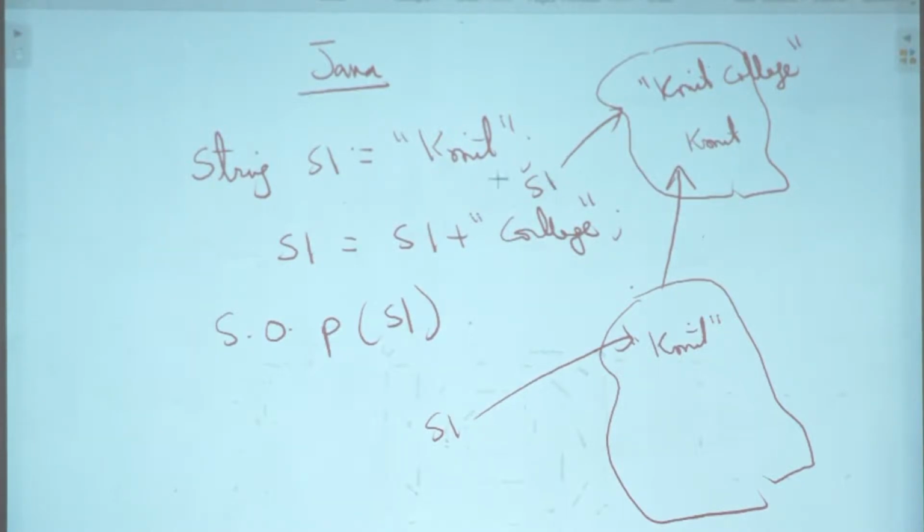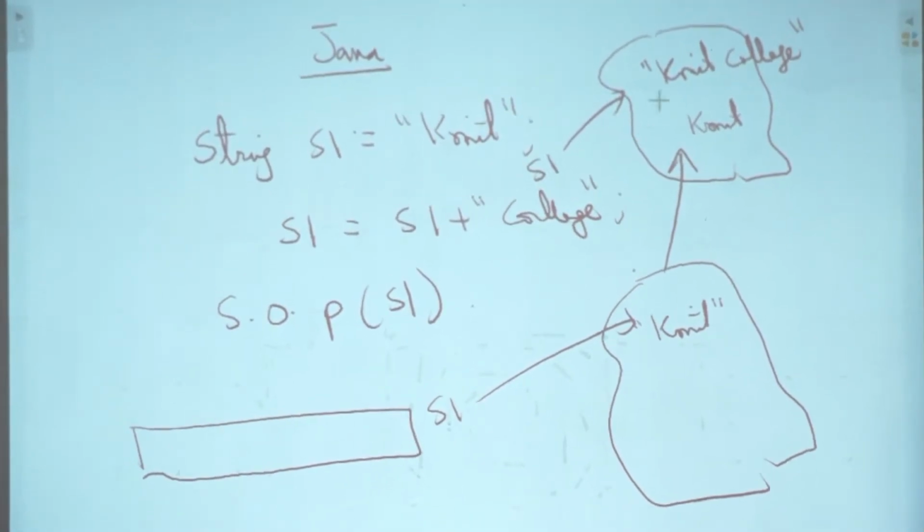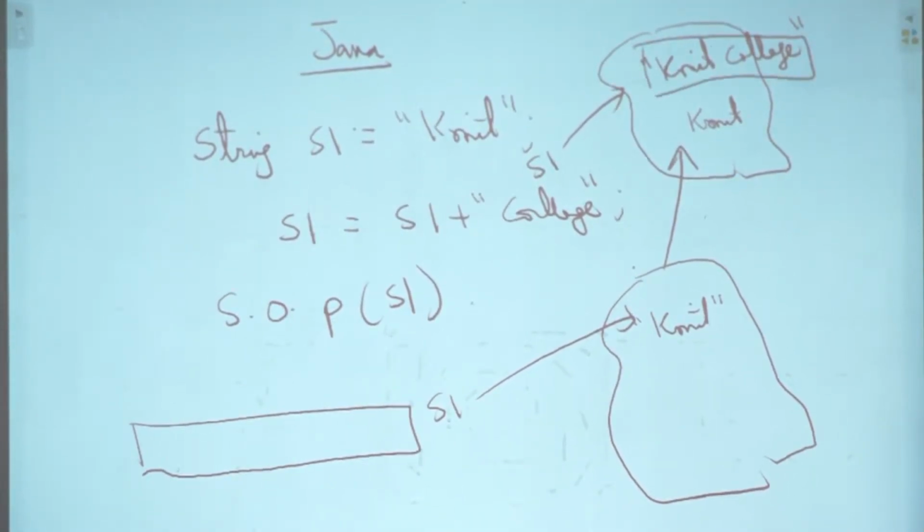So now what really happened? This is the dilemma. Did the original string S1 stretch, expand to become S1 plus college, that is KMIT college? Did this S1 expand to become bigger, or was a fresh S1 created? What do you think happened?